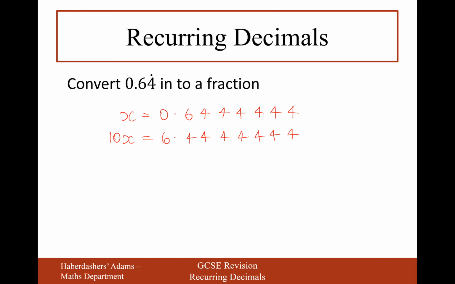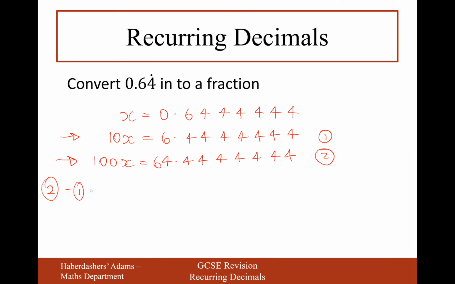cancel each other out. So what I'm going to do is shuffle all these decimal places up one more. So it's now 64.44444444. And now this one and this one both have perfect decimals that will cancel each other out. So I'm going to call this statement number 1 and this statement number 2. I'm not going to use the first statement because the decimals won't perfectly cancel out. So in this question I'm going to do statement 2 take away statement 1.